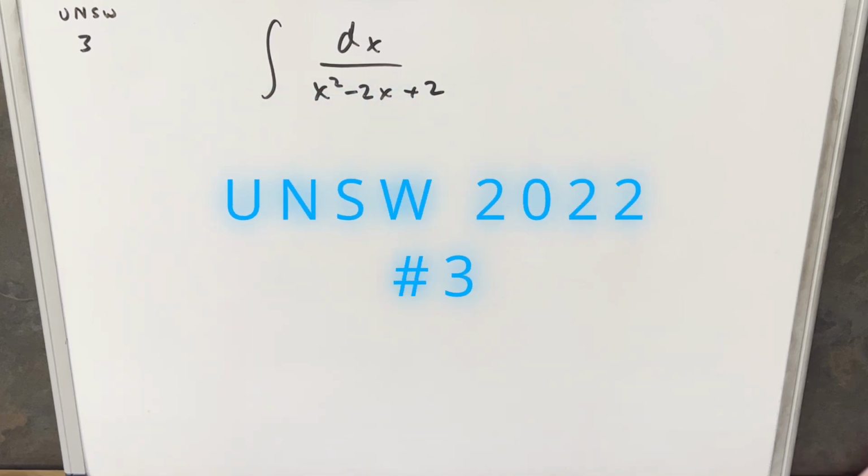Hey, we have here another integral. This one's from the UNSW Integration Bee 2022, problem number 3. We have the integral here of dx over x squared minus 2x plus 2.